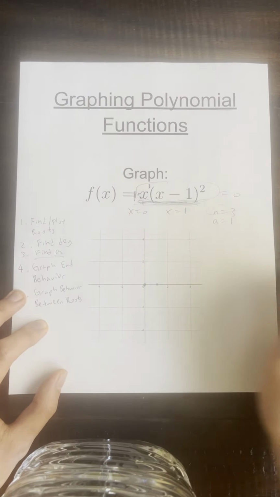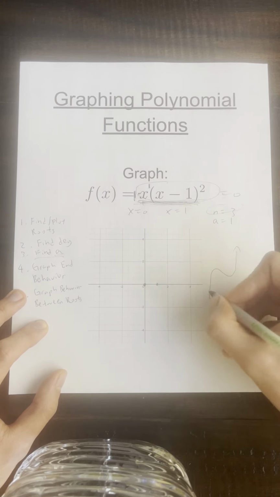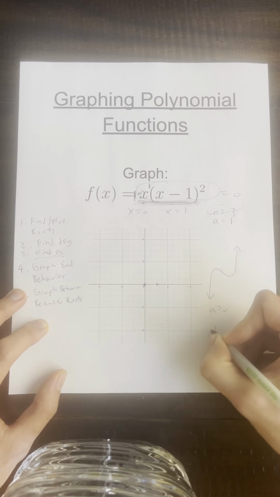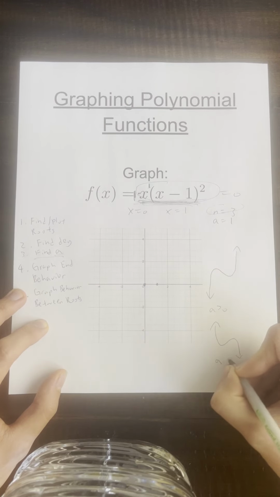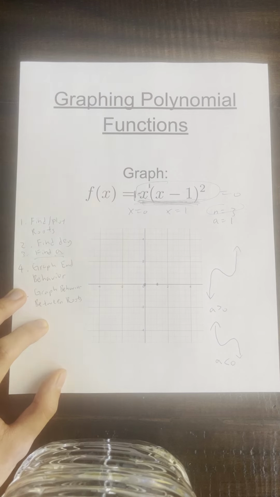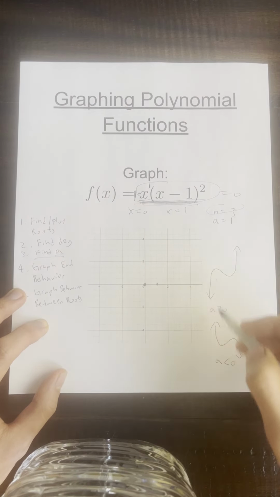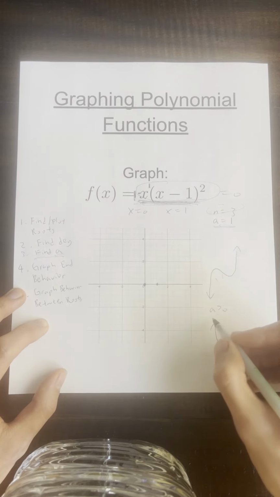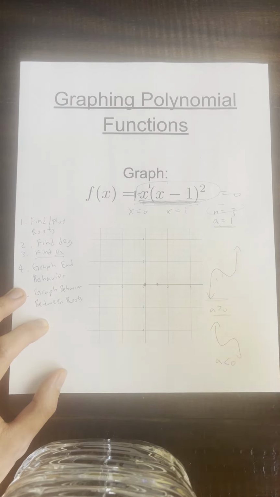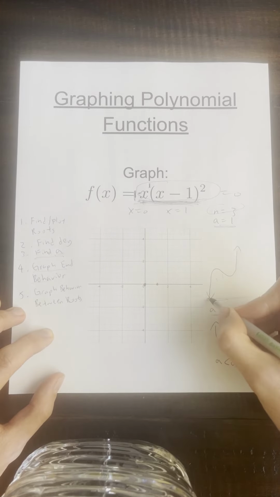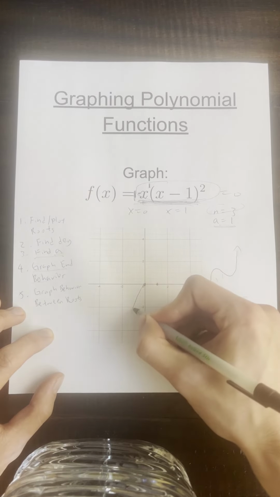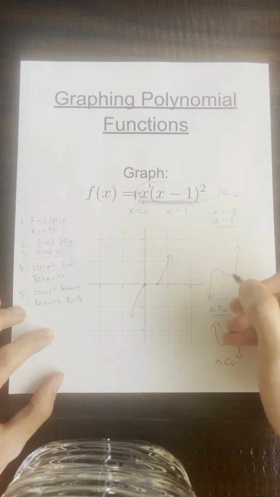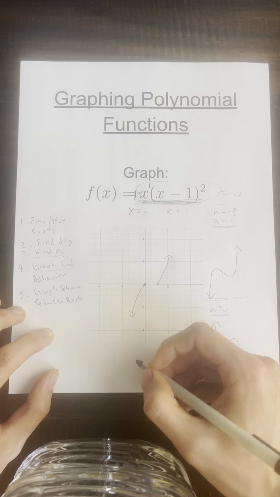And when n is odd, it'll go uphill if a is greater than 0, and it'll go downhill if a is less than 0. So for this graph, which one would it be? Uphill or downhill? a is greater than 0, so it would go uphill. Let's go ahead and graph the end behavior. So we start at the leftmost root going down, and the rightmost root would be going up. And let's just write out the end behavior too.